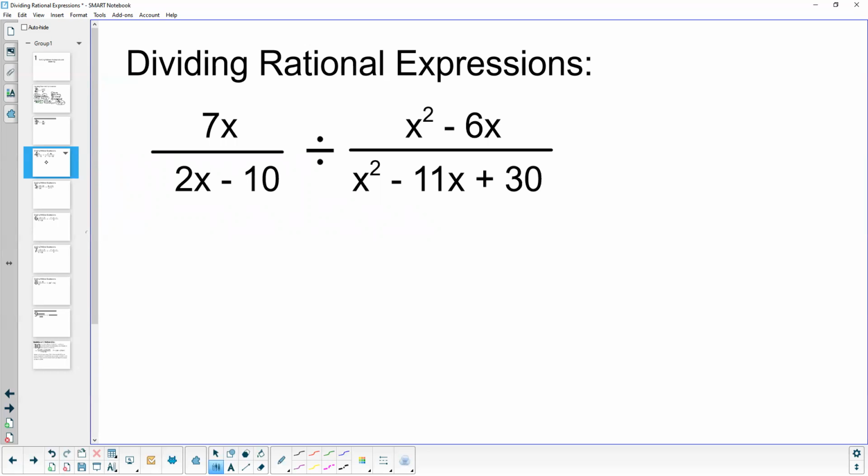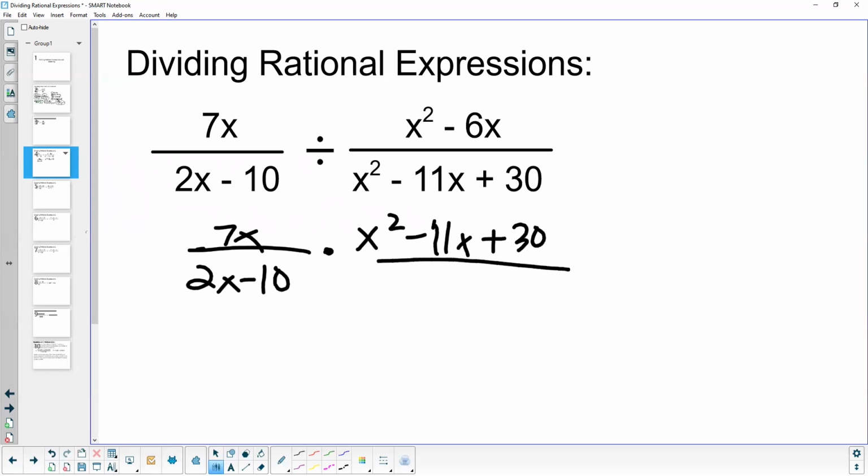So this next one, we want to divide the rational expression. We're going to do the exact same thing that we were doing before, where we rewrite it. So 7x over 2x minus 10 times, so remember, flip our fraction, x squared minus 11x plus 30 over x squared minus 6x. Then we need to factor. And so we're going to factor everything.